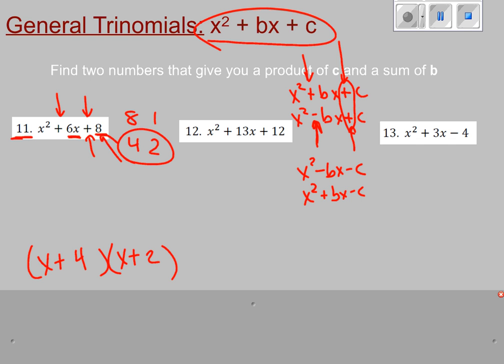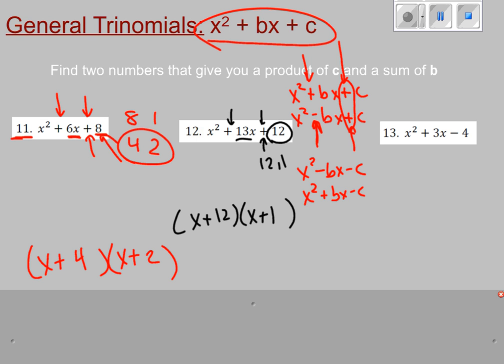Likewise here, addition, addition. My answer is going to be x plus, x plus. So that's going to be x squared plus 13x plus 12. Factors of 12 that add up to 13. So that's going to be 12 and 1. So that's just what I write here.